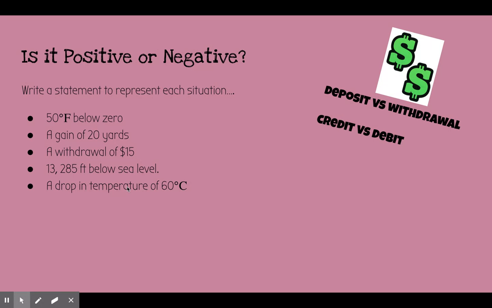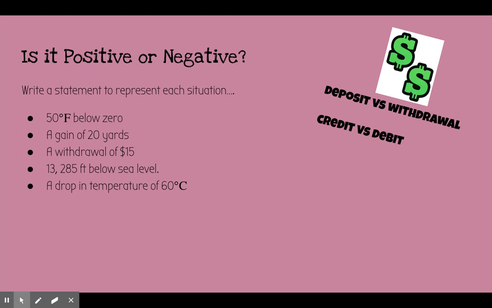So let's look at a couple examples. You decide if it's positive or negative. The first statement says 50 degrees Fahrenheit below zero. 50 degrees below zero. Is that a positive or negative? You're right. That's a negative number. A gain of 20 yards. Yep, that's positive. A plus 20. A gain is considered positive, moving forward.